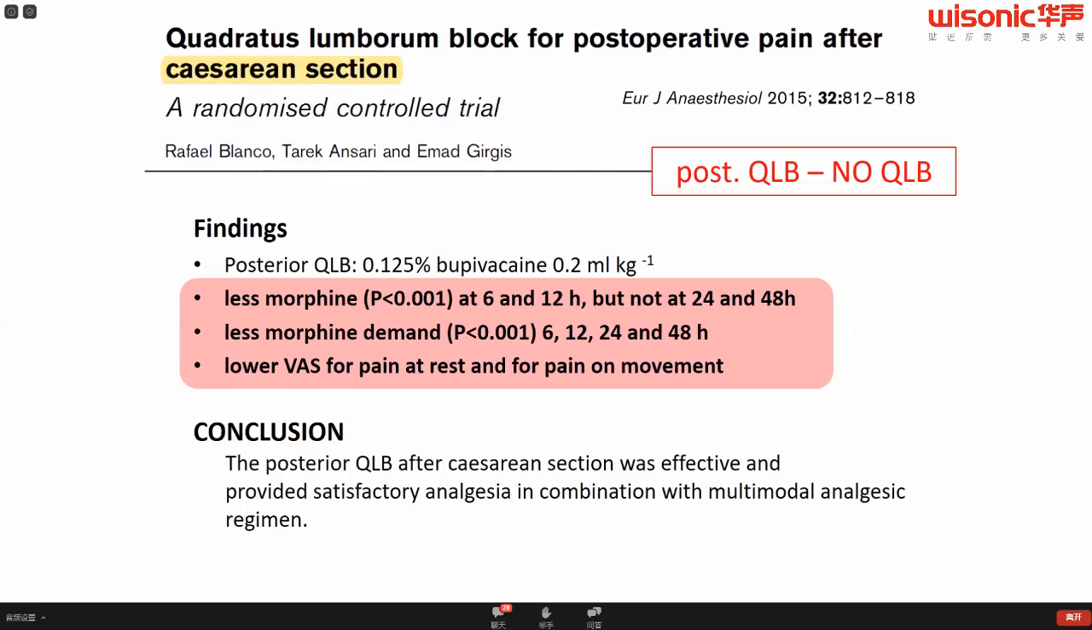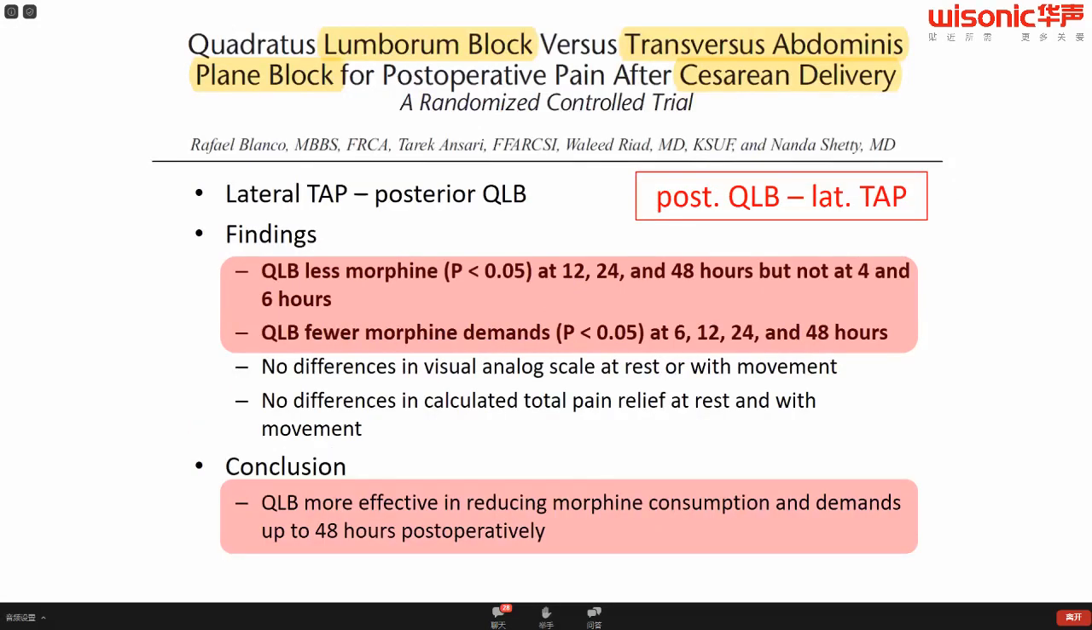Here the effectiveness of the posterior quadratus lumborum block for cesarean section compared to IV opioids, and you can see with the posterior quadratus lumborum block, the morphine consumption was reduced and the patient had a lower pain score. A comparative study of the posterior quadratus lumborum with the lateral transverse abdominis plane block for cesarean delivery confirms that the quadratus lumborum block was more effective in reducing morphine consumption and demands up to 48 hours postoperatively.